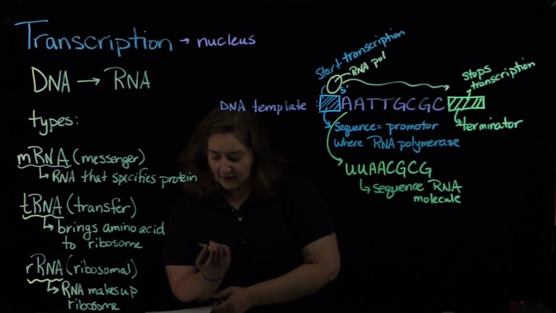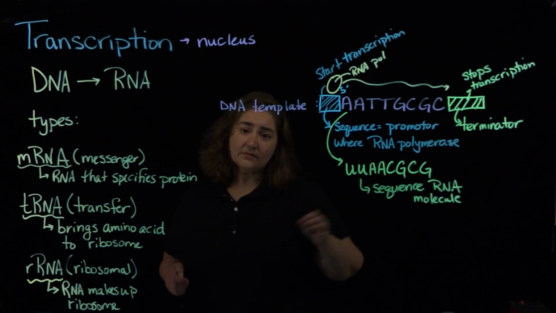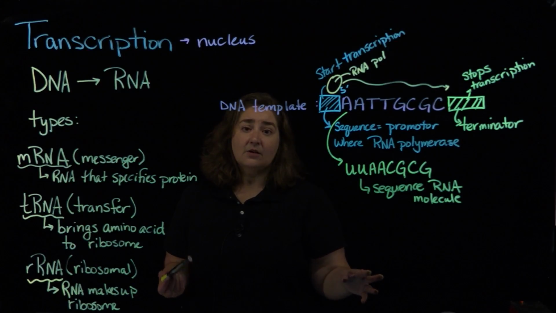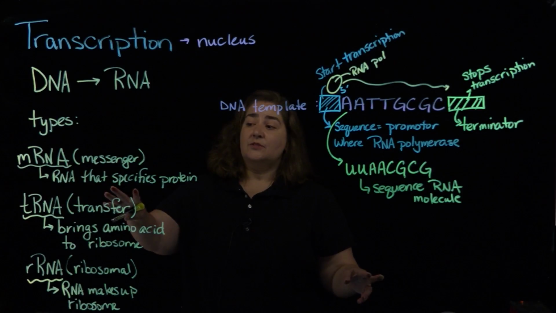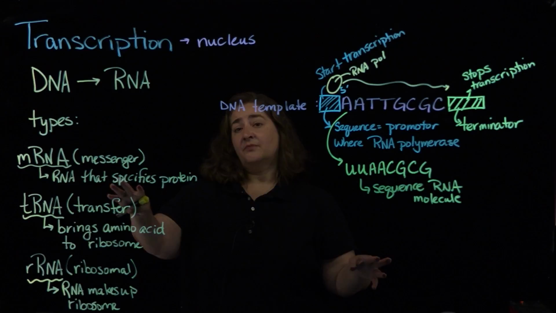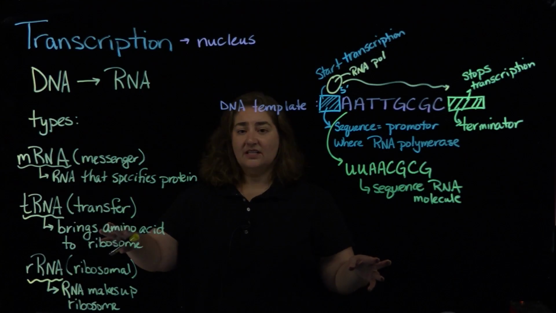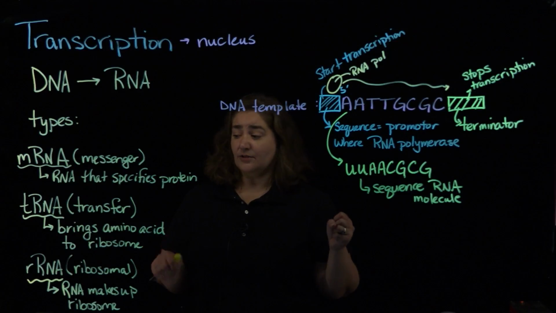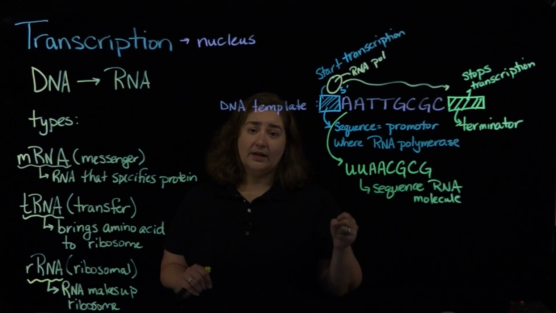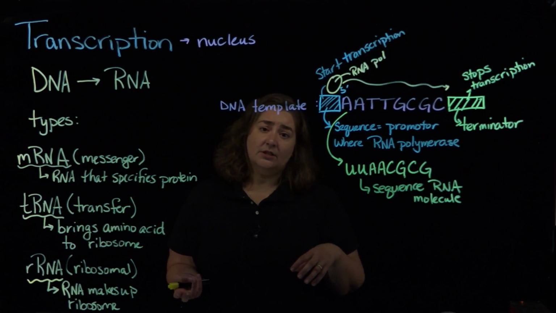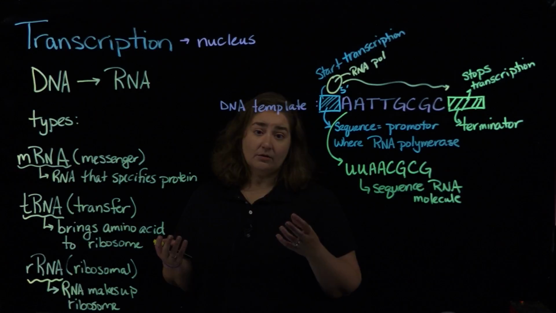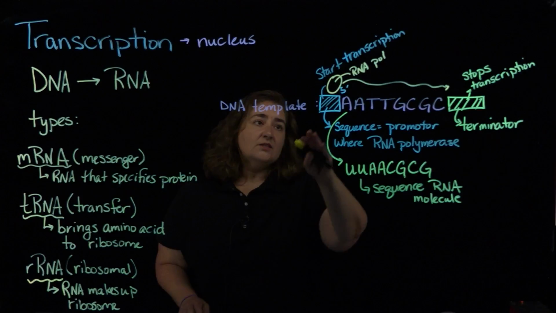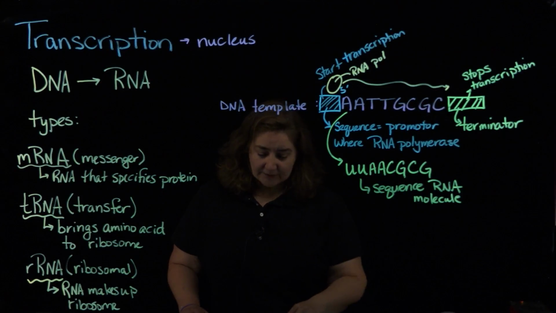That RNA sequence then would leave the nucleus and do something in the cell based on whatever its function is. If it was a messenger RNA, it would go out and specify protein. If it's tRNA, it would function out in the cytoplasm, bringing amino acids into the process of translation. If it was ribosomal RNA, it's going to function in creating a ribosome for the cell out in the cytoplasm. Okay? So we've got to start, we've got to stop.